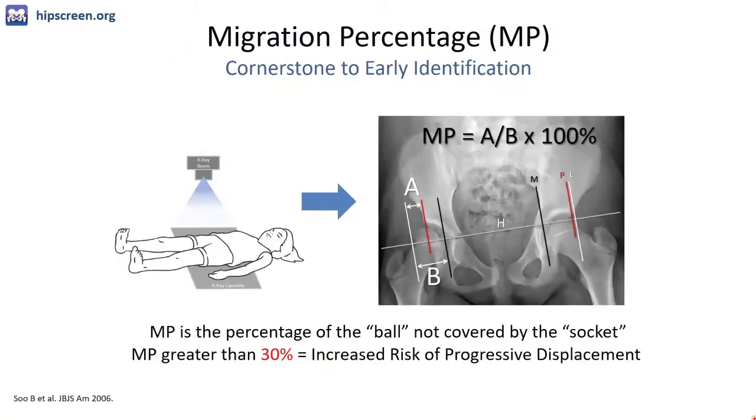Again, the migration percentage is the cornerstone to early identification. And this is how it's obtained. The child is laid on an X-ray cassette, and the X-ray beam goes from anterior to posterior. So it's called an anterior-posterior pelvis X-ray, or AP pelvis X-ray.